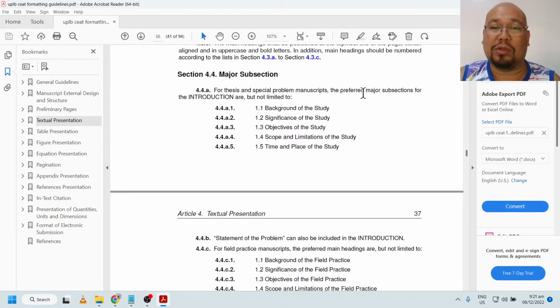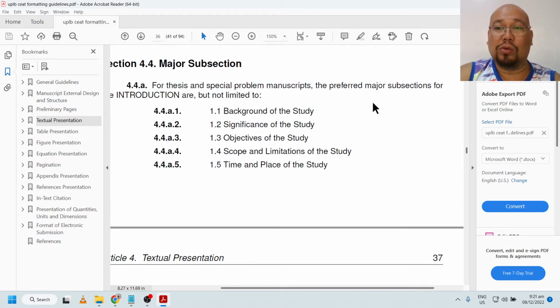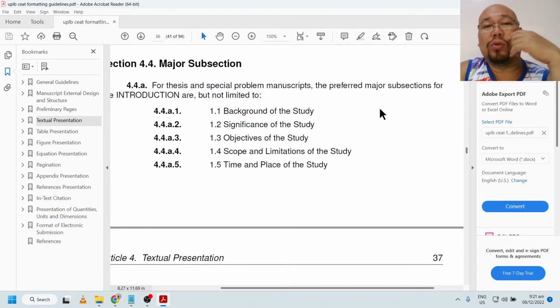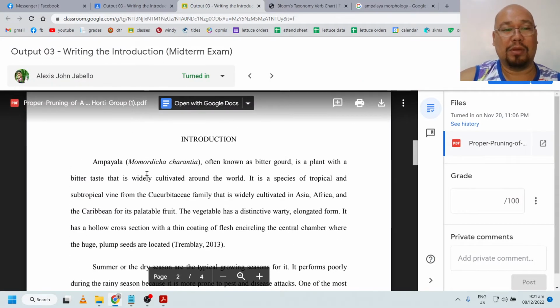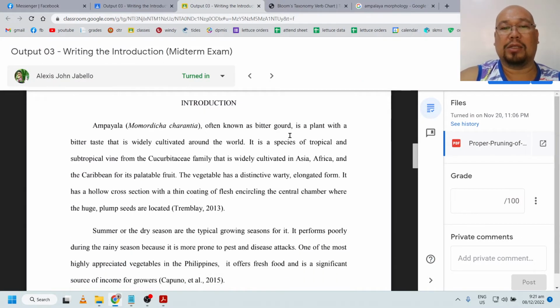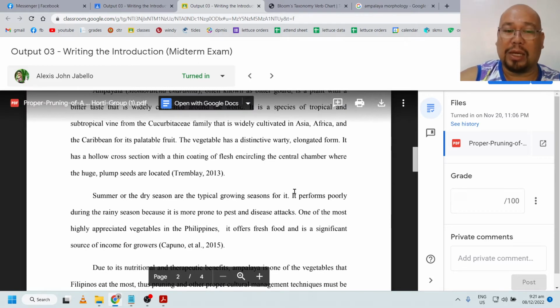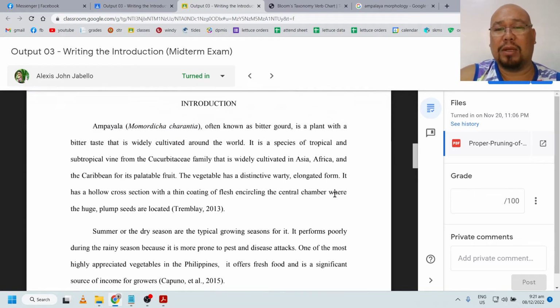I hope I'm not talking too fast. The background of the study basically puts your reader into gear. You allow your reader to understand what you are studying, to introduce your reader to what you are looking into. That's the background of the study. So a good place to start is: ampalaya is a bitter gourd. It is economically important in the Philippines. You talk about that.